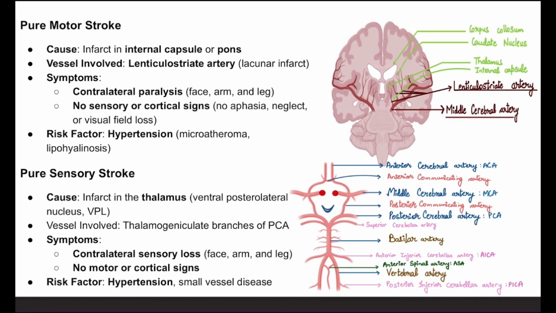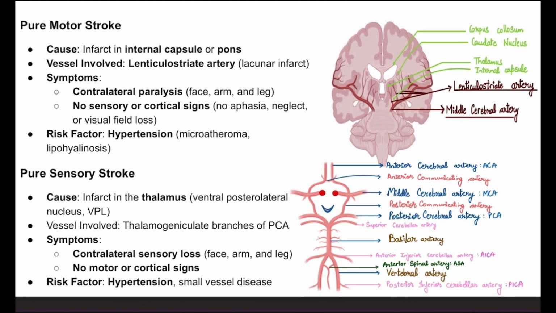So if you have just contralateral paralysis of face, arm and leg altogether without any sensory or cortical signs like aphasia, neglect, visual field loss, you are looking at pure motor stroke. The risk factor for this would be hypertension leading to microatheroma and lipohyalinosis.